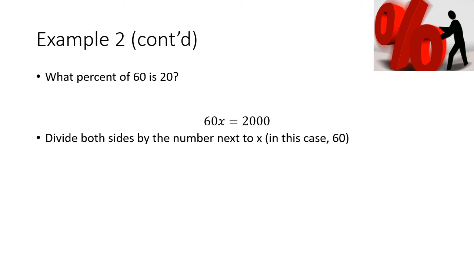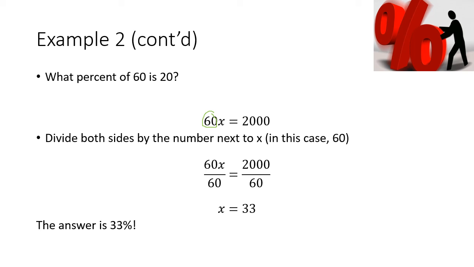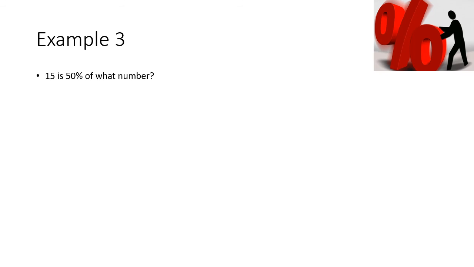Okay. So now we divide both sides by the number next to the x. In this case, it will be our 60. So 60x divided by 60 equals 2,000 divided by 60. And you're going to get x equals 33. Well, actually, it'll be 33.333333, but we'll just stop at 33. And the answer is 33%. Okay, let's do one more.